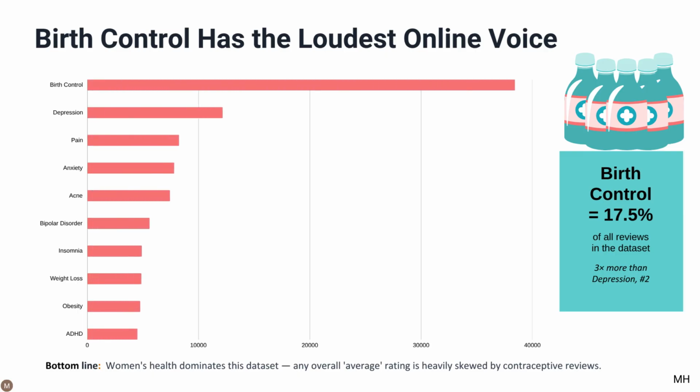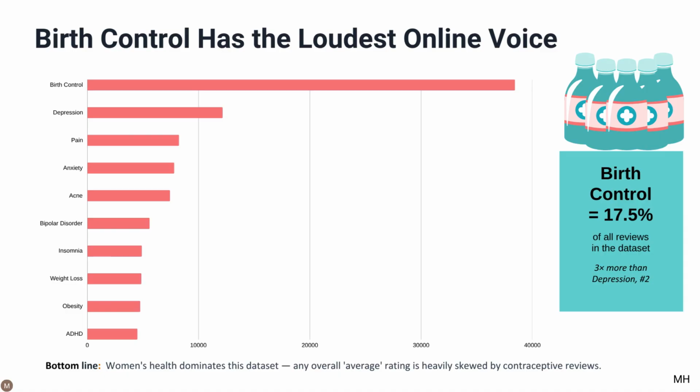Before comparing medication, I wanted to understand which conditions generate the most patient feedback. One result stood out immediately. Birth control accounts for about 17.5% of all reviews in the dataset, with nearly 38,000 reviews. That's more than 3 times the number of reviews for depression, which is the second most reviewed condition. This is important because it means the overall statistics can be heavily influenced by one category.